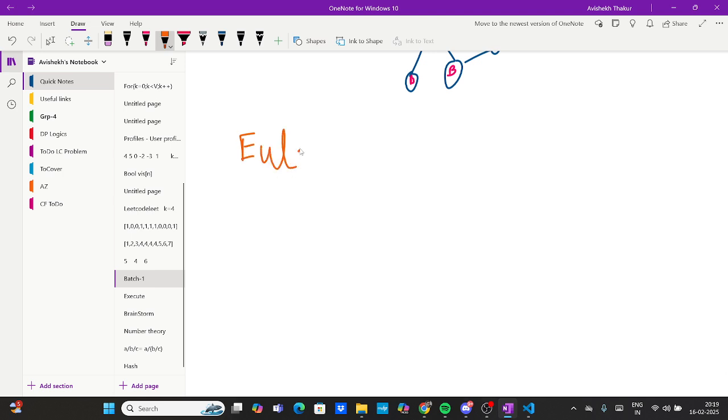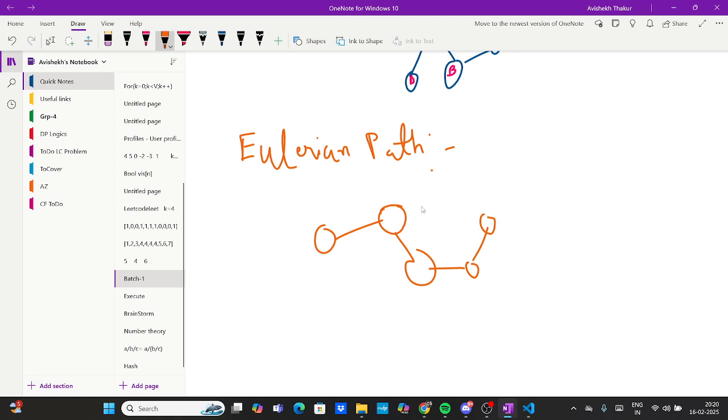Next we have something known as an Eulerian path. So what's an Eulerian path? An Eulerian path is something where you have to visit all the edges. You have to visit all the edges exactly once so that all the nodes get covered.